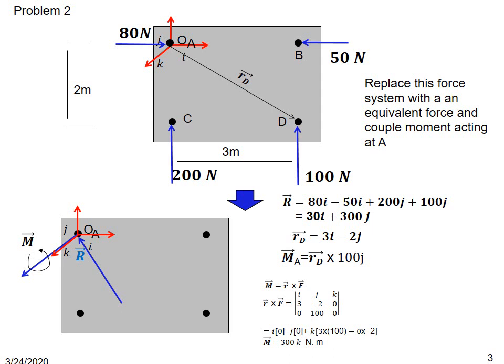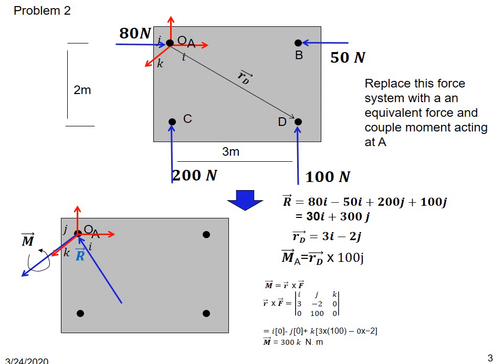R cross F is the IJK determinant. Then 3, minus 2, 0, because RD does not have a K component, so it's 0. And the force is in the J direction, so it has 0 in the first column, then 100 in the J column, and 0 in the last column because there is no K component. So when we expand this determinant, we can see that the moment is 300 Newton meter.